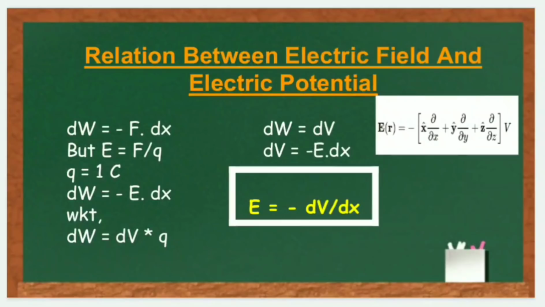But what is dW? We know that dW is nothing but dV into Q. Okay, dW is equal to dV into Q. So in this case we can write dW as dV itself, right? Because Q is equal to 1 coulomb. So what it makes, dV is equal to minus E dx now. Why is it minus E dx? Because in the previous equation we are replacing dW with dV. So dV is equal to minus E dx now. So E is equal to minus dV by dx.